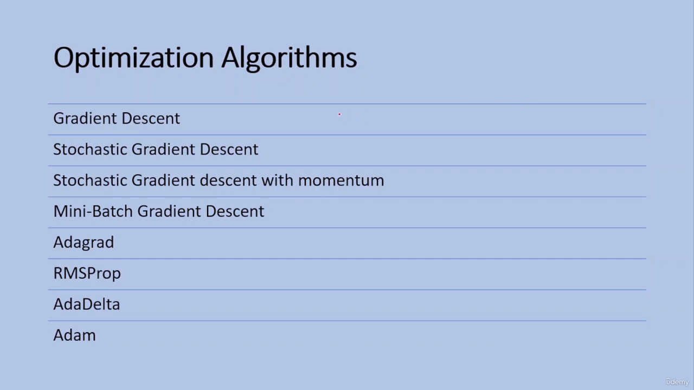So there is gradient descent, stochastic gradient descent with momentum, mini batch gradient descent, AdaGrad, RMSprop, AdaDelta, and Adam. You can use different optimizers to make changes in your weights and learning rate. However, choosing the best optimizer depends upon the application.